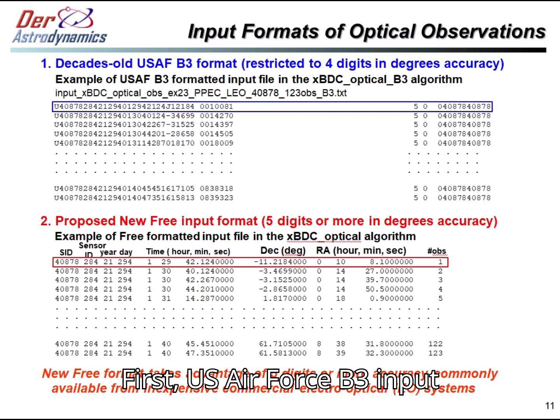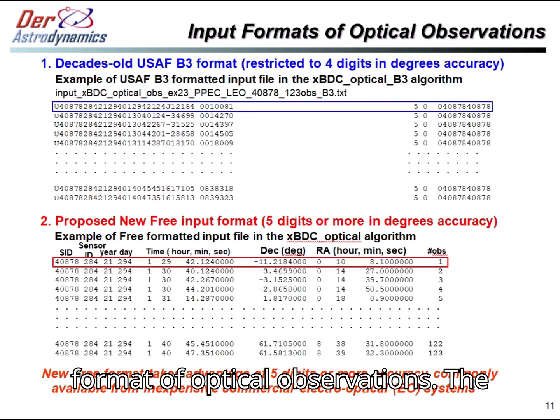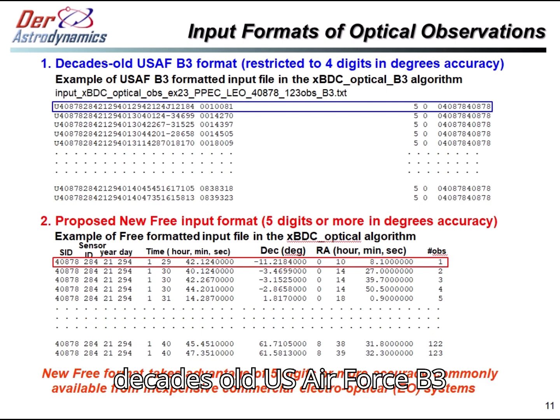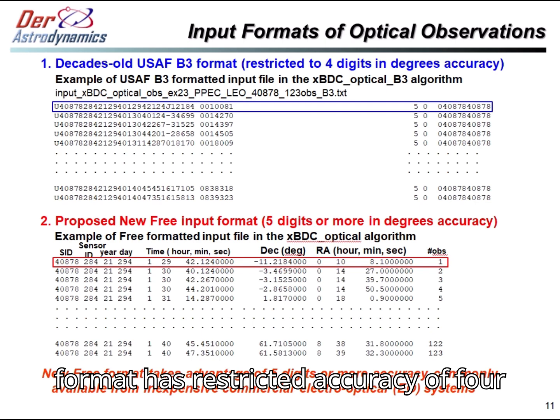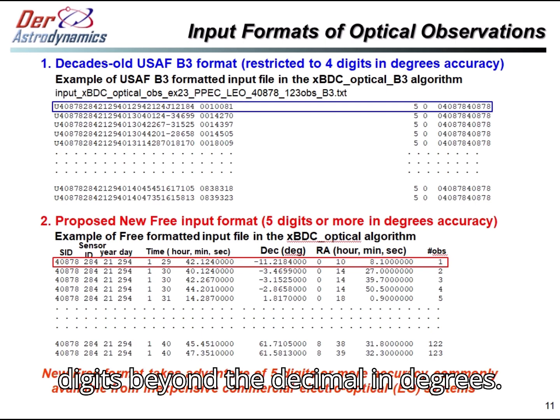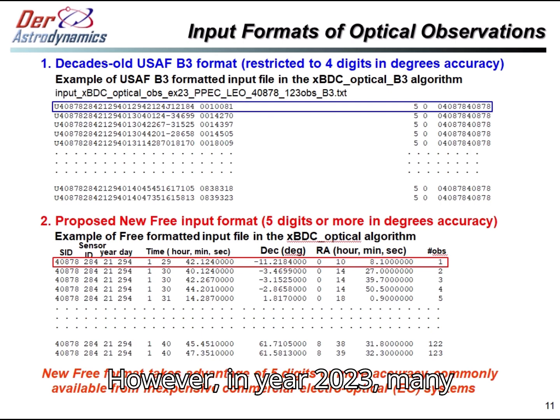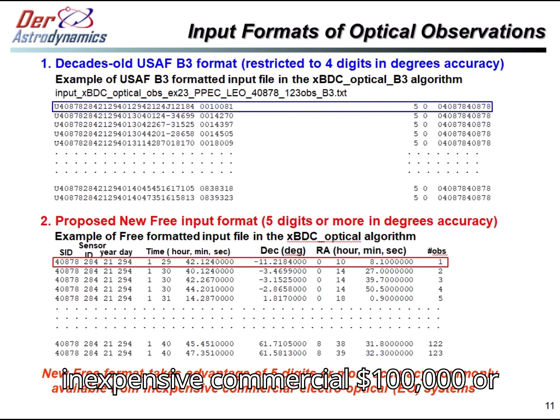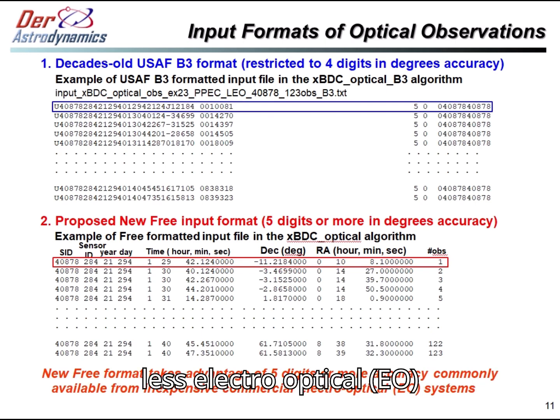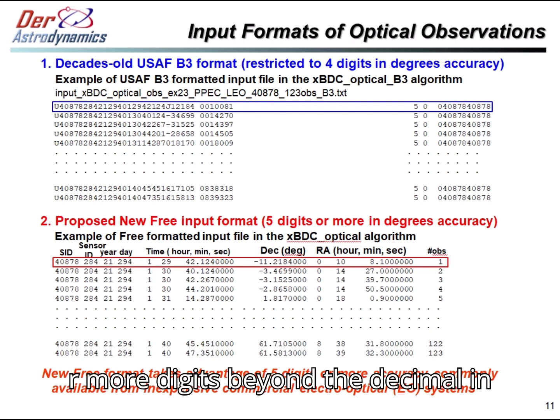First, the US Air Force B3 input format of optical observations. The decades-old US Air Force B3 format has restricted accuracy to 4 digits beyond the decimal in degrees. However, in year 2023, many inexpensive commercial $100,000 or less electro-optical, EO, systems can provide accurate optical observations of 5 or more digits beyond the decimal in degrees.